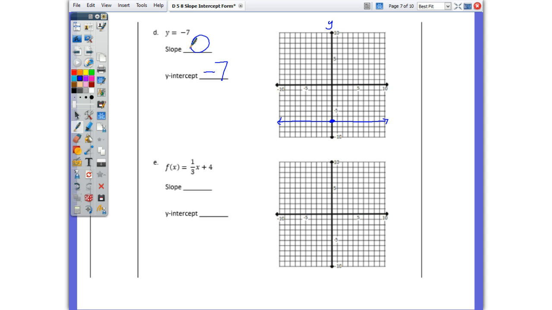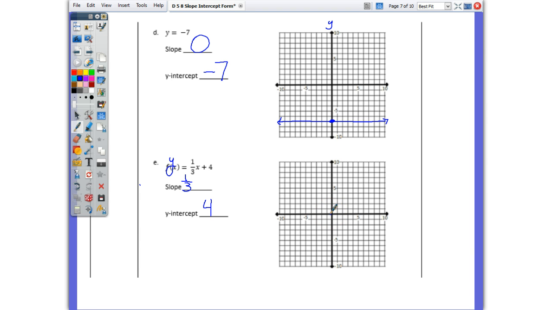All right, letter E. F of x, what does that mean again? One. Nice. That means y equals, what's my slope? Yep, 1/3. My slope is 1/3. What's my y-intercept? 4. So where do I start? Tell me where to start from the origin.